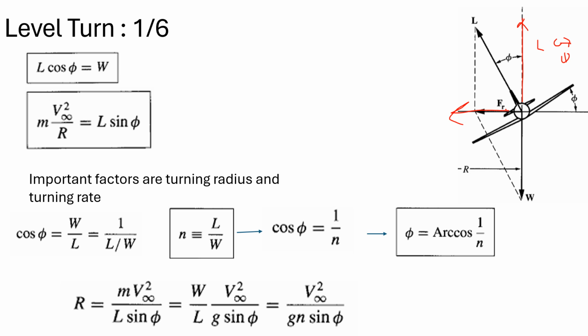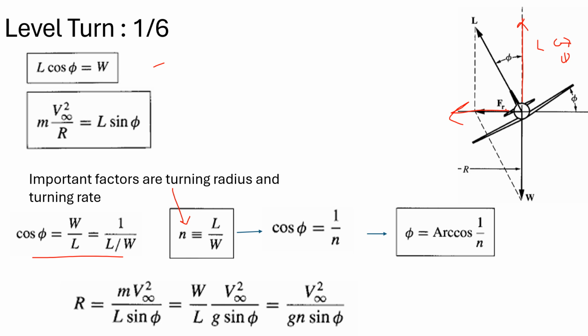So how do we go about it? First thing, how do we define cos phi? So as L cos phi is equal to W, this gives us cos of phi is equal to W over L, or 1 over lift over weight. We define the term N as the ratio of the lift force to the weight. Now for steady flight, N was always equal to 1. Here, as a part of the lift vector is towards the center of the circle, the lift vector overall is greater than the weight. So cos phi is 1 over N, or phi is cos inverse of 1 over N.